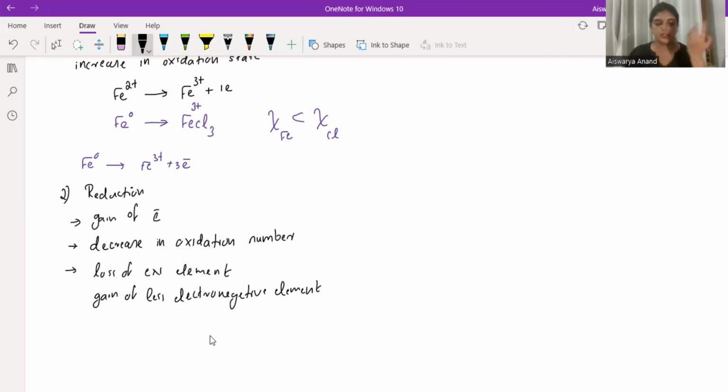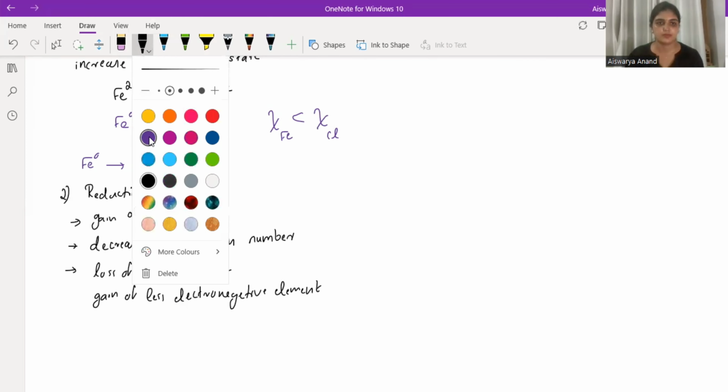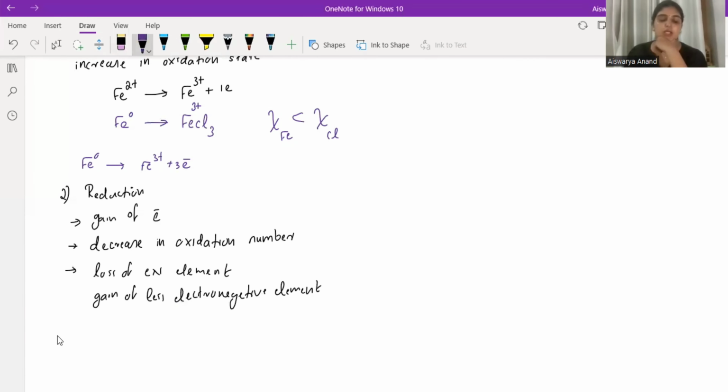So how can we explain that? Let's take an example. If I'm taking calcium and reacting calcium with oxygen, what are we going to get? We are going to get calcium oxide, right? I'm just balancing it out: 2 calcium over here, 2 calcium over here.